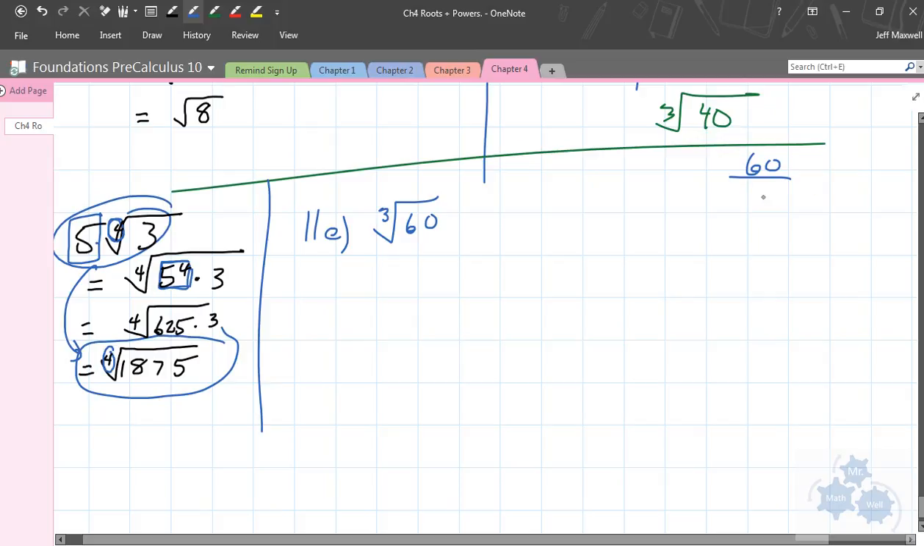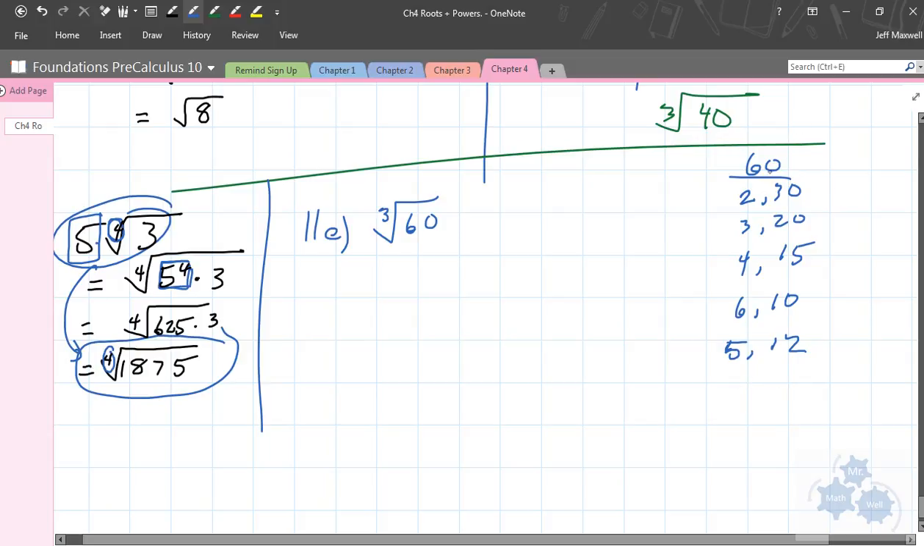Well, 1 and 60, but we can't use 1 anyways. So 2 and 30, 3 and 20. What else? 4 and 15. 6 and 10. Okay. So is that everything? 5 and 12. Okay, is that everything? Now you look at this list.